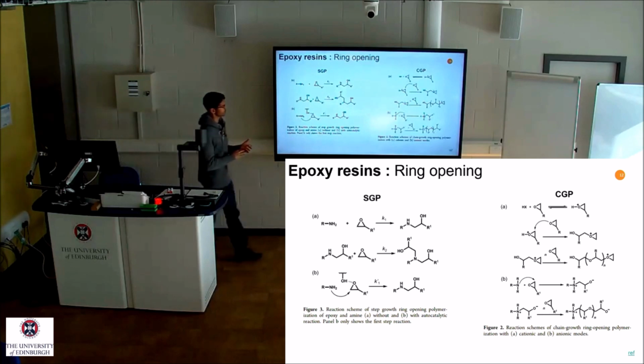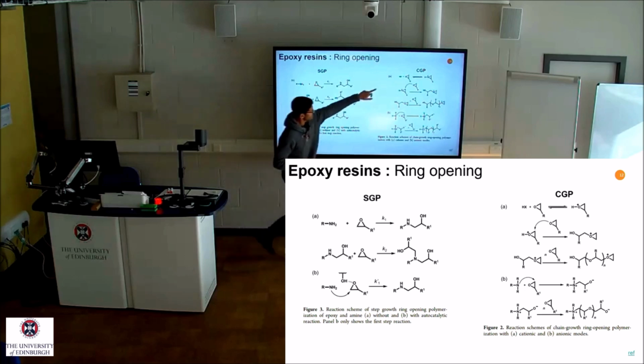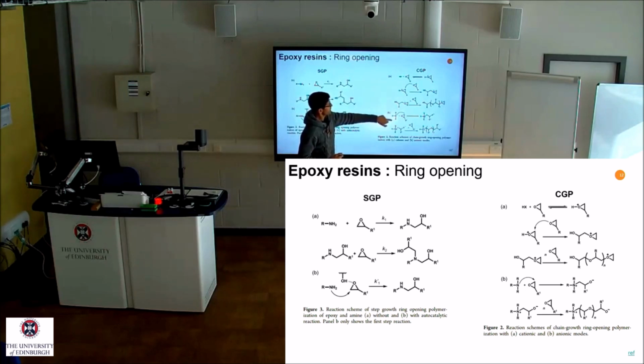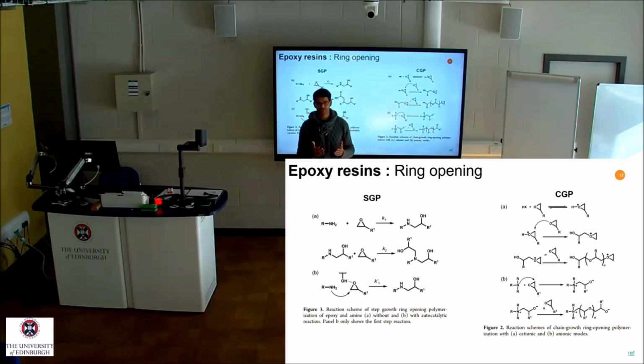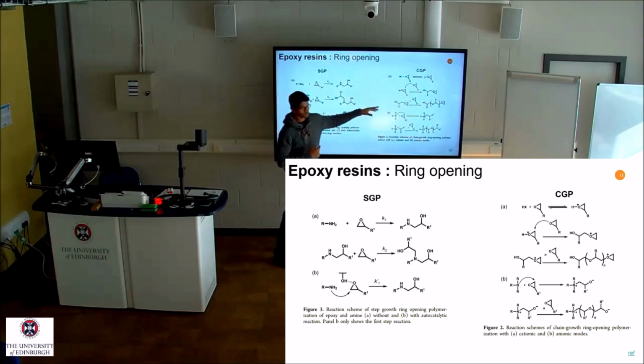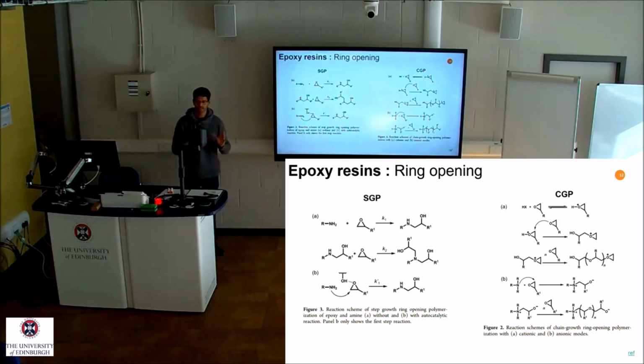So in this case, usually you start with a catalyst, either an acid catalyzed or a base catalyzed reaction. This catalyst initiates the reaction, and then you have a charge at the end of the chain, and this charge is carried forward to add more and more monomer, as long as you have monomer in the system. So in this case, the reaction just stops here. In this case, it will continue. This is the main difference of ring opening polymerizations under SGP and under CGP.